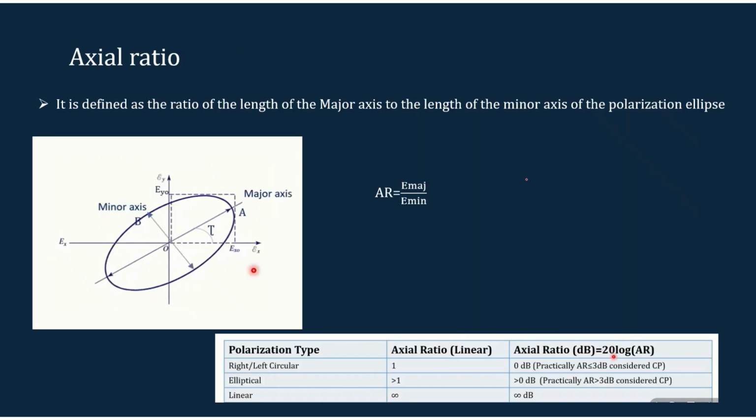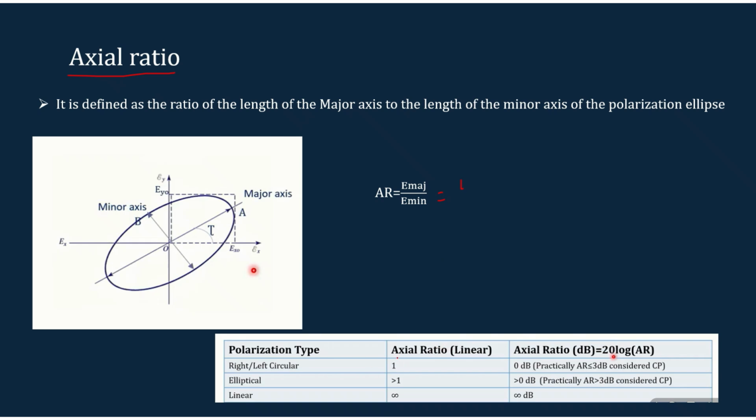One of the important characteristics of the circularly polarized antenna is axial ratio, because we have to make sure that the EX and EY components have the same magnitude. To ensure that, we are using the parameter axial ratio. If we plot the polarization, that is the variation of the EX and EY field, we will get a polarization ellipse. In the case of circular polarization, the major axis and minor axis will be the same. That means this ratio will be equal to 1.